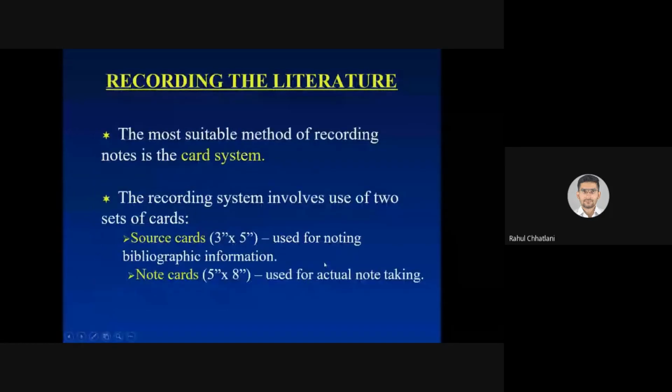Recording, we saw about the card system. We took two cards, source card and note card. So in note card you will take notes, like say for example you saw an article in which it is written ultrasound is effective in this. Yes, so ultrasound is effective in this, you will write in note card. From where did you write it, name of the article and all, that is what you will write in source card. From where, source. Yes, that is source card.